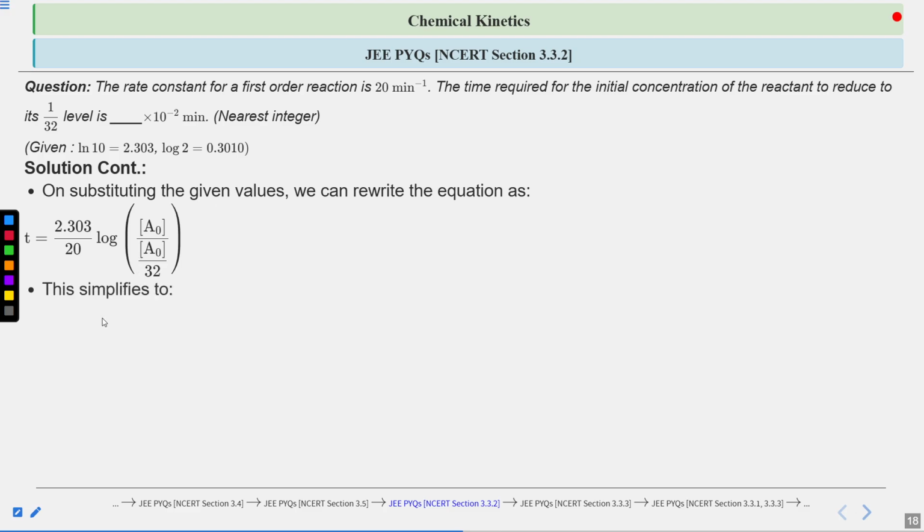Now you can simplify this, and it simplifies to t equals 2.303 divided by 20 log of 32, because A naught will cancel out. The remaining thing is only 32, which goes from the denominator to the numerator. Let's say this is the first equation.